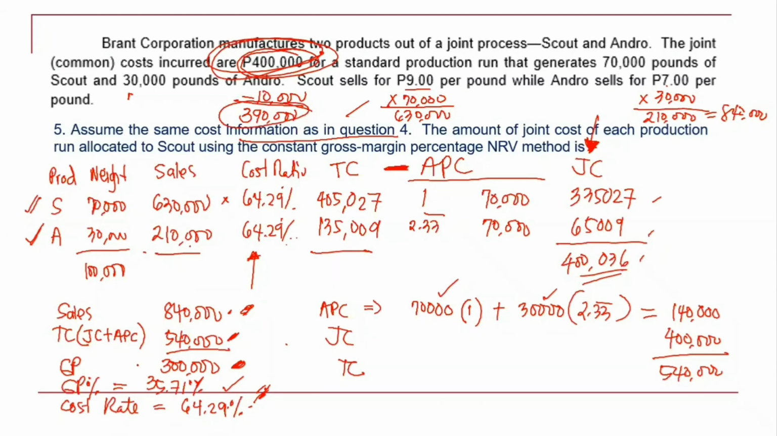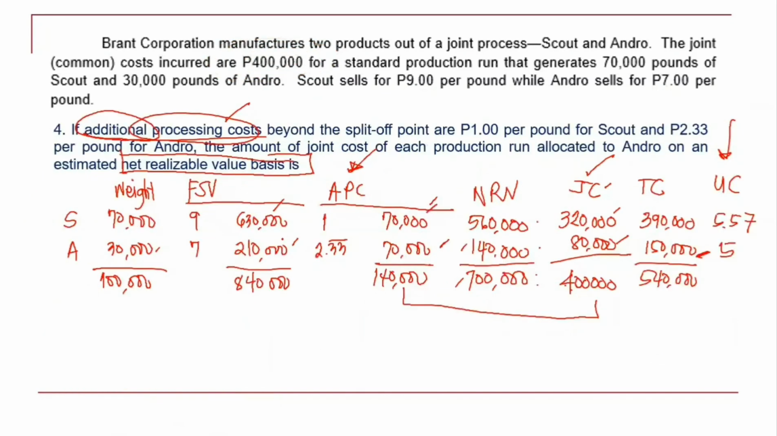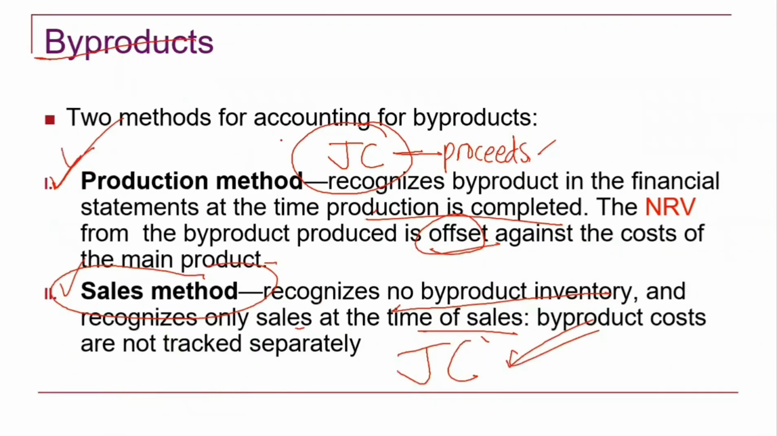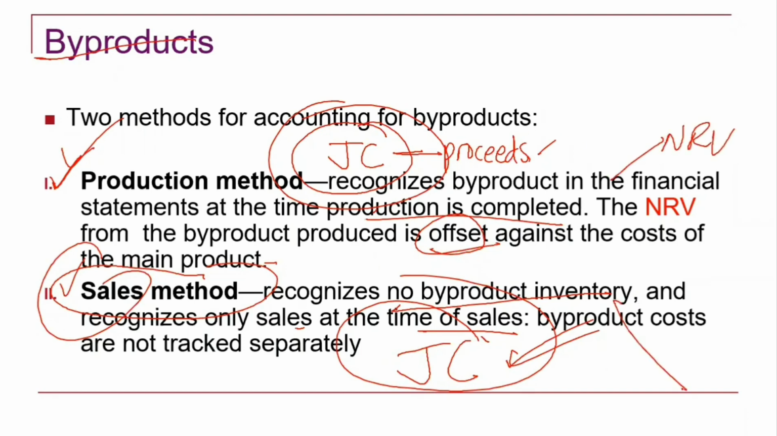Ibig sabihin, ito yung ilalagay natin dito. Pag pumunta ka sa ibang problem, instead of 400,000, 390,000, and then everything is just the same. Magkamukha lang ng procedure. Ang pinagbago lang niyan sa accounting for byproducts, kapag production method, bawasan mo lang daw yung joint cost mo. Pero pag sales method, wala kang gagalawin sa joint cost mo. Kasi ang recording or accounting for byproduct is at the time of sales kapag sales method. Sometimes they call the sales method as the RV method or realizable value method.